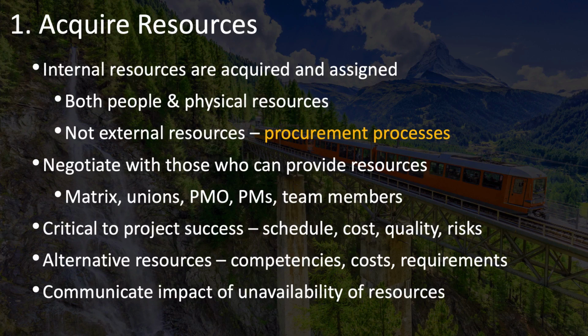In order to acquire the resources you need, you're going to have to negotiate with those who can provide these resources. This can be complicated by being in a matrix organization in which you need to negotiate with functional managers and department heads and others who control these resources. You may need to negotiate with unions, or your project management office, or other project managers who are competing for scarce resources, or with individual team members themselves who have the autonomy to choose what they work on.